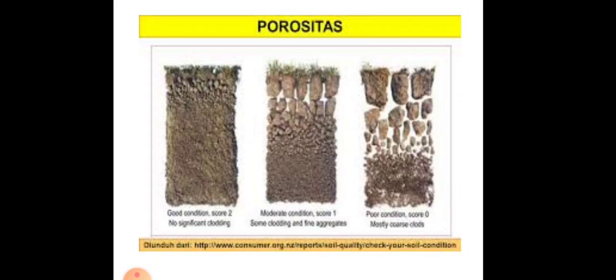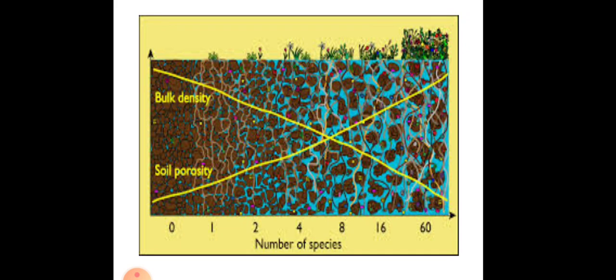So these are the arrangements of the soil particles, such as clodding, fine aggregates and no coarse clods. These are the different structures which contribute to the proportion of porosity. Then here is a graph which indicates the bulk density and soil porosity. If the spaces are more, then bulk density is lower. If the spaces are more, then soil porosity is higher.